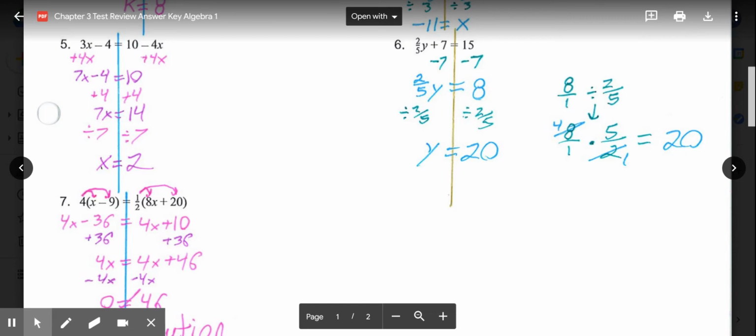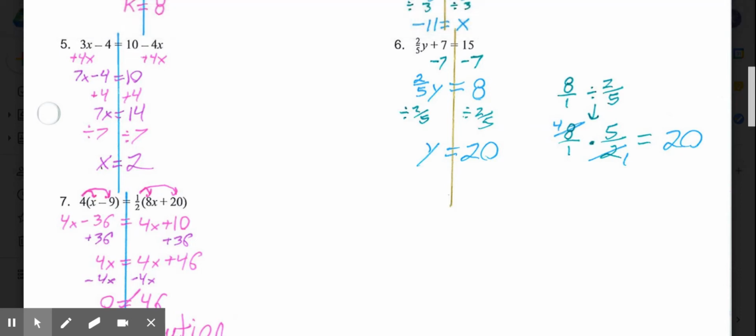Then in 6, we're dealing with a fraction. So the fraction in this case is 2/5 multiplied by y plus 7 equals 15. You want to undo the addition of 7 first by subtracting 7 from each side. That leaves us with 2/5 multiplied by y equaling 8. So to undo the multiplication by 2/5, you would want to divide both sides by 2/5.